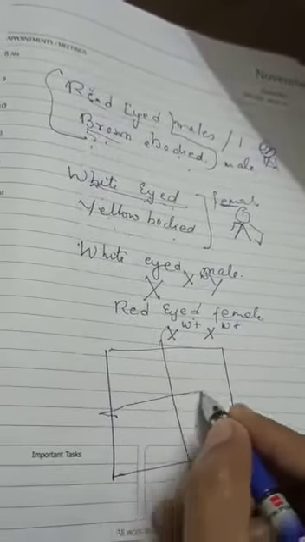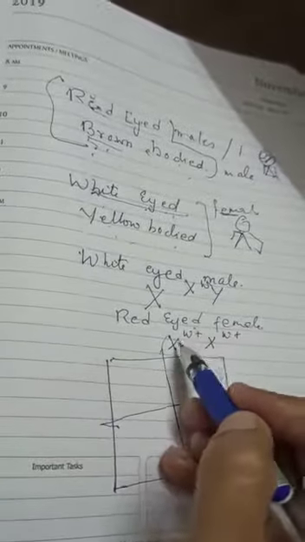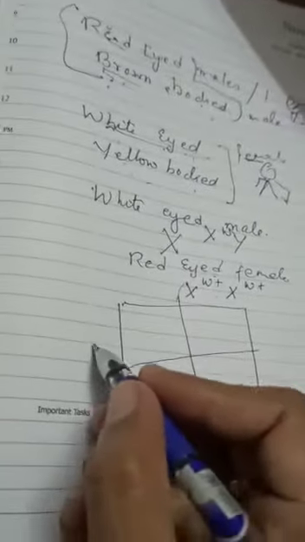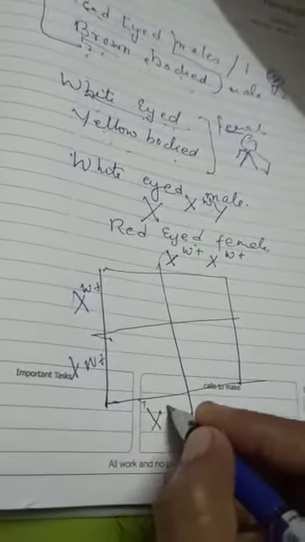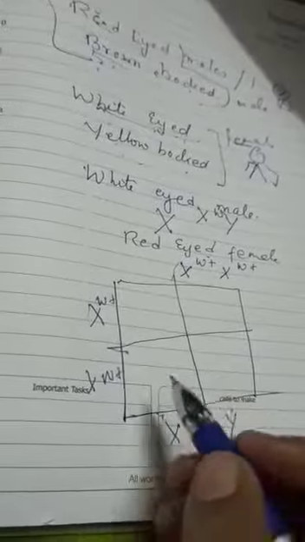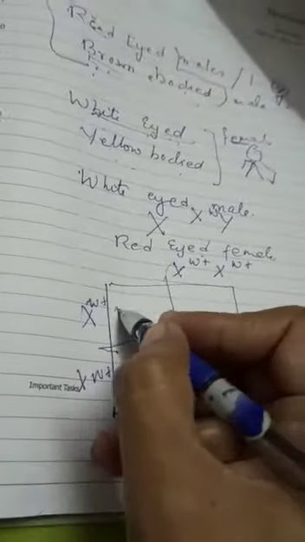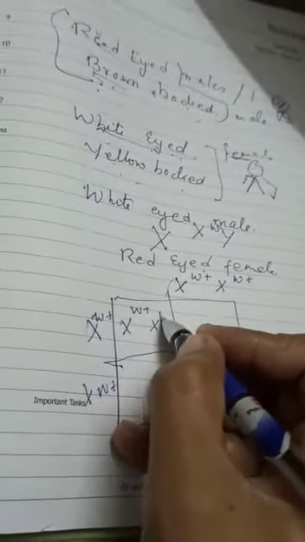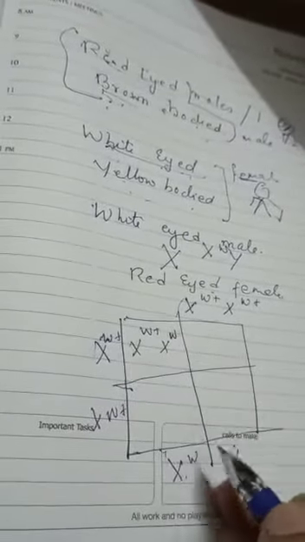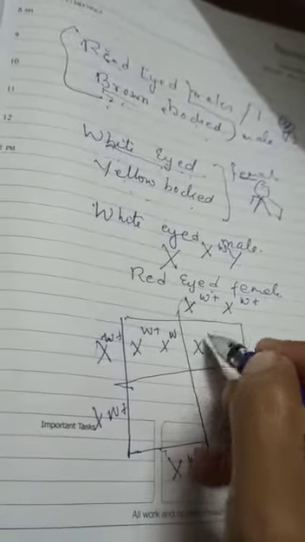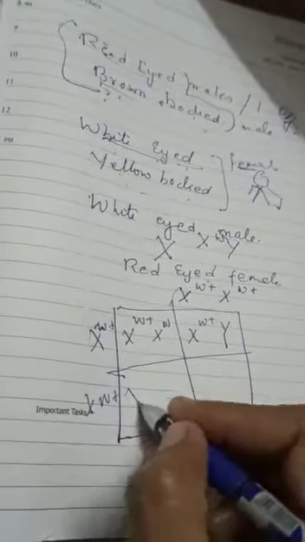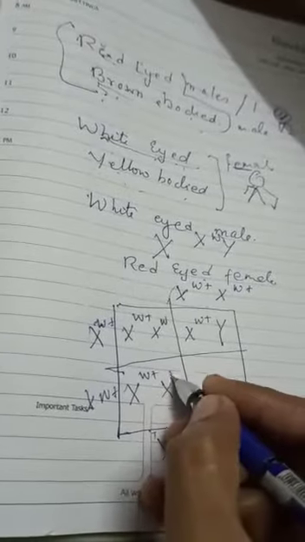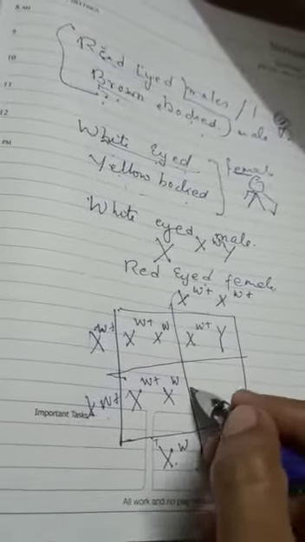F1 generation, we are taking the red-eyed female XW+XW+, and we are taking the male XWY. So XW+XW is one, XW+XW, then XW+Y, XW+Y.